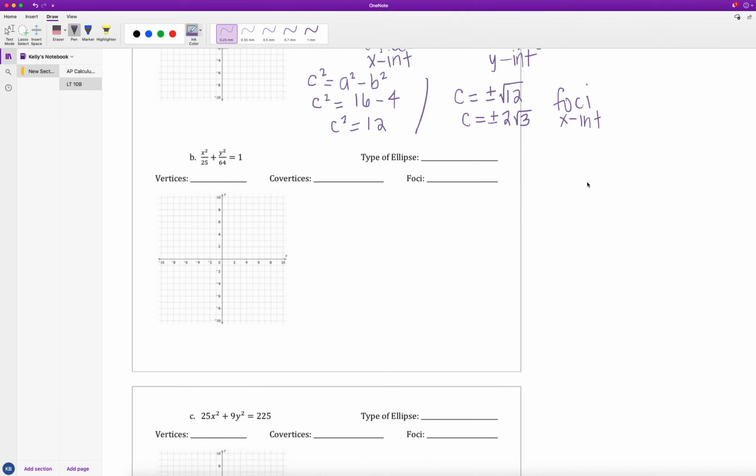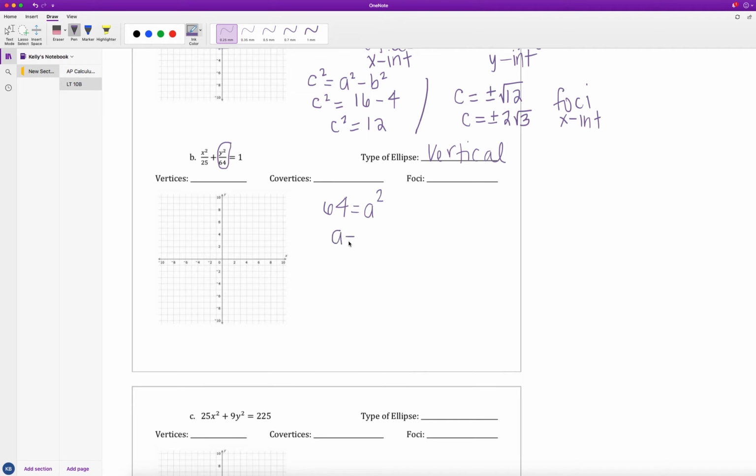Okay, let's check example B. So the first thing I'm looking at is which of these two is bigger. 64 is going to be a bigger value here, and because 64 is with my y squared, that means my type of ellipse this time is going to actually be a vertical ellipse. Now, because 64 is my larger value, it's my a squared.